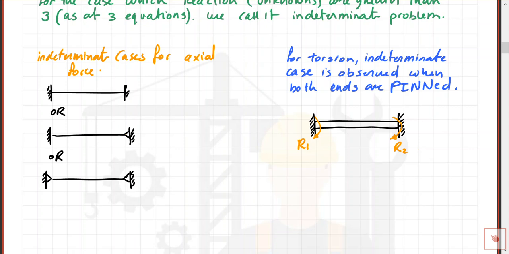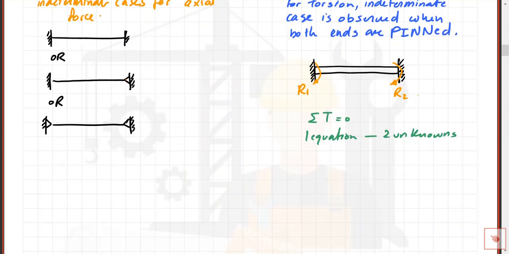And the equation I will work with is one equation, which is total torque equal to 0. So we have one equation and two unknowns. So we need an additional equation, which is total phi equal to 0. This is the second equation we will work with.